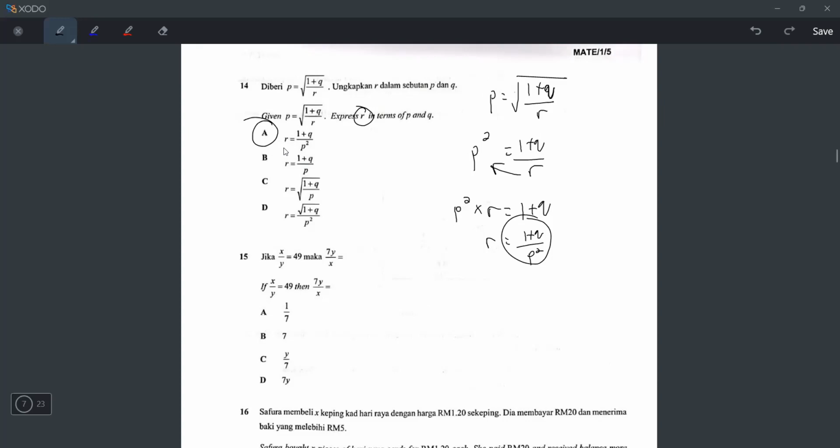The answer is A. Can you see, it's very simple actually? You just move only.